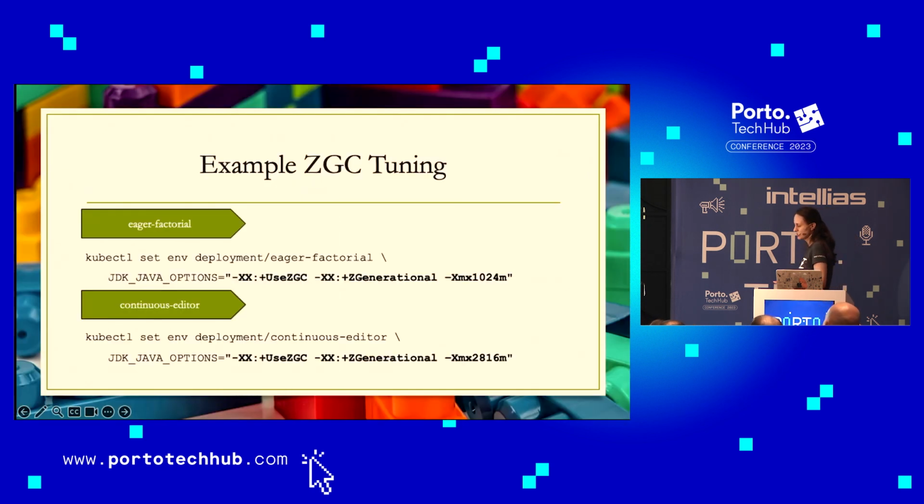So what I did, I actually set the maximum heap size for both applications. In case of the eager factorial, I set it to like 1 GB, and to the other one, I thought of setting it to 2,816 megabytes. So let's see the results.